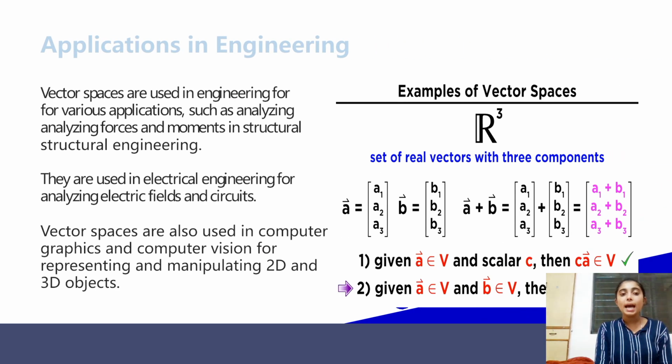Then, applications in engineering. Vector spaces are used in engineering for various applications such as analyzing forces and movements in structural engineering. They are used in electrical engineering for analyzing electric fields and circuits. Vector spaces are also used in computer graphics and computer vision for representing and manipulating 2D and 3D objects.